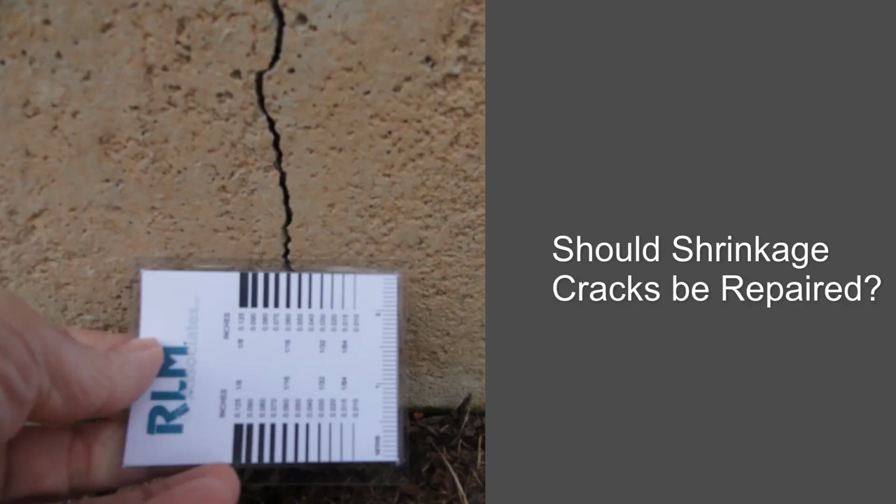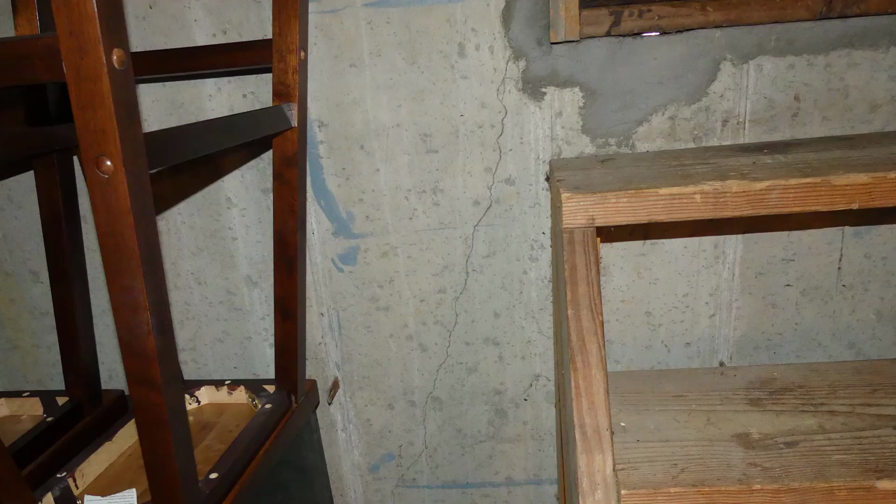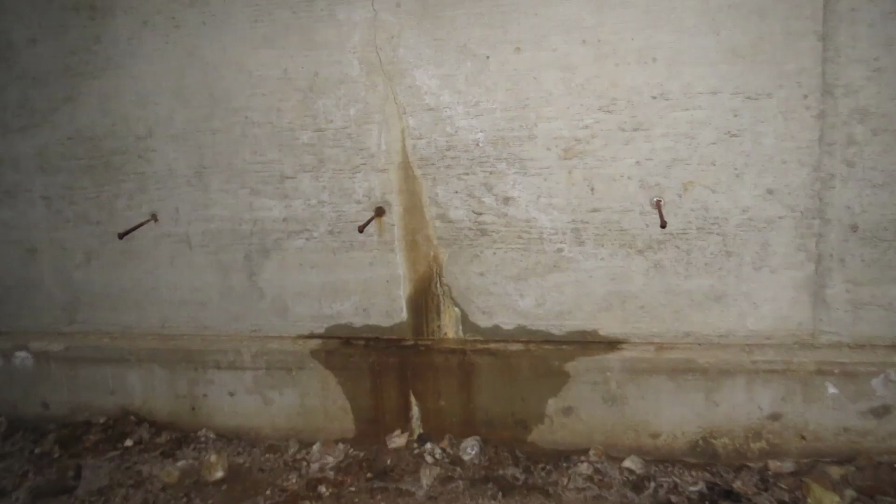Now that you have knowledge on how to identify shrinkage cracks and how they form, the question every homeowner wants to know is, do they need to be repaired? If they're not leaking into the basement or crawl space, do nothing is an option since they're only cosmetic at this point. If they leak, you should try and prevent the water from corroding the steel in the wall.